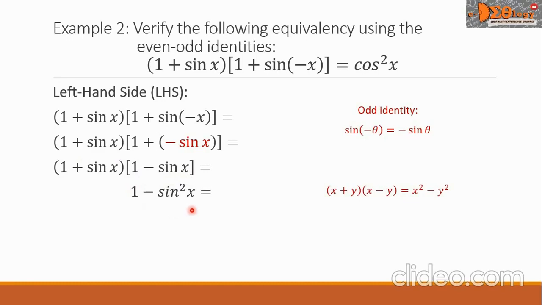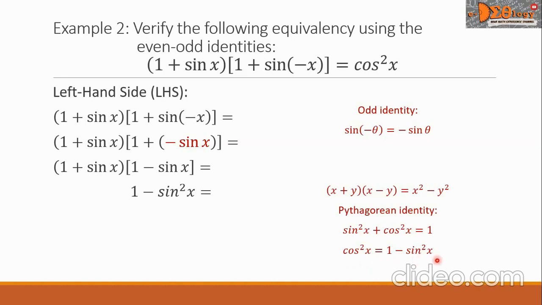From the Pythagorean identity, we have this sine square x plus cosine square x equals 1. Doing some manipulation on this formula, I will transpose the sine square x to the other side of the equation. The sign will change, so I have now cosine square x equals 1 minus sine square x.